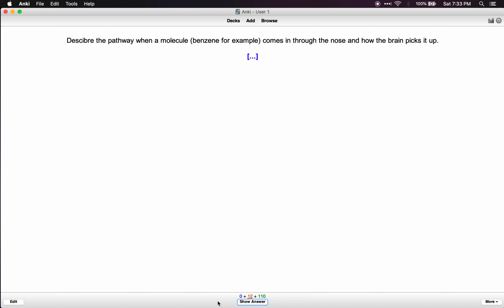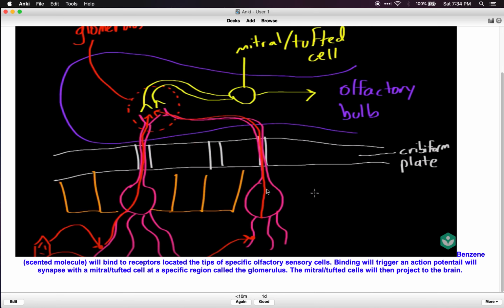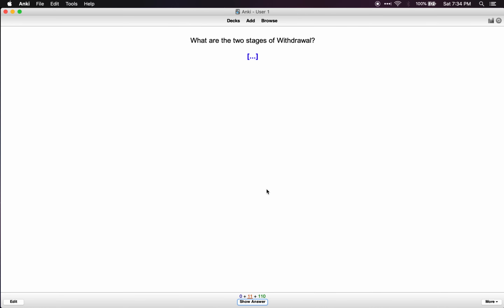Benzene comes into the nose, binds to basal apical cells, fires an action potential to the olfactory bulb, synapses on the glomerulus containing medial tuft cells, and sends signals to the amygdala of the brain. The two stages of withdrawal are the acute phase and the post-acute withdrawal phase.